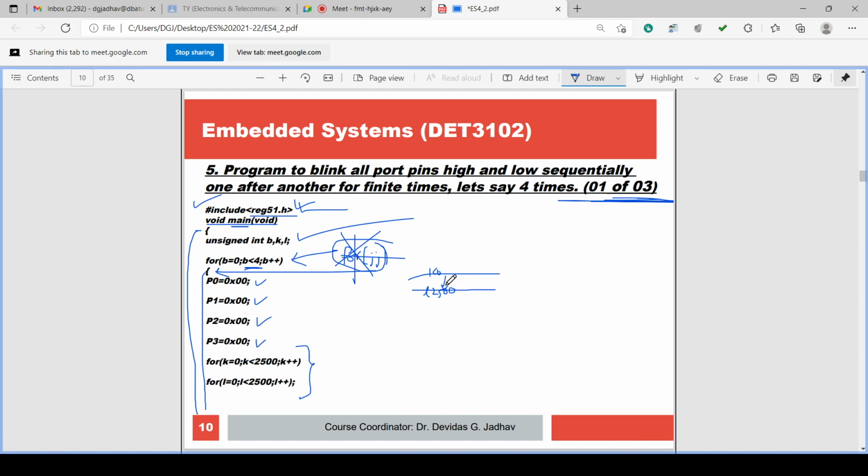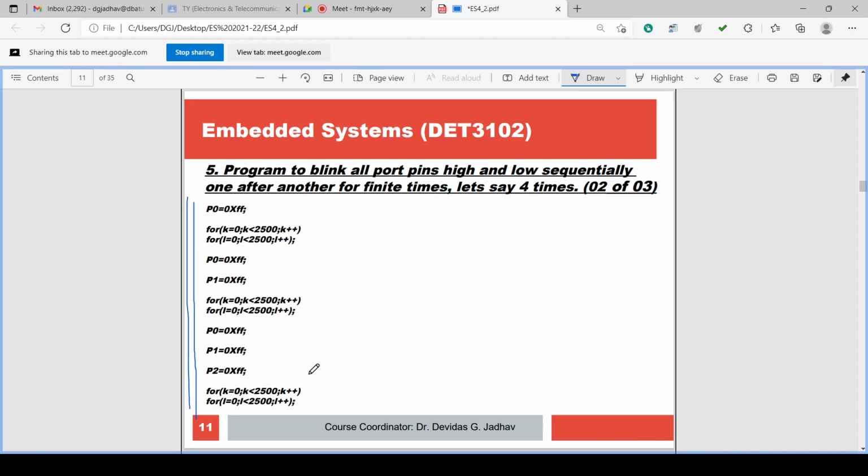So the for loop with the k variable executes 2500 times, but the for loop with the L variable executes 2500 into 2500 times. That means 62,50,000 times. This is called a nested for loop. So this will generate appreciable, noticeable, quite long delays. So P0, P1, P2, P3 are made all 32 pins 0, then the nested for loop will generate the delay.